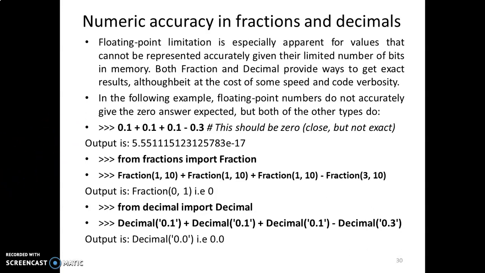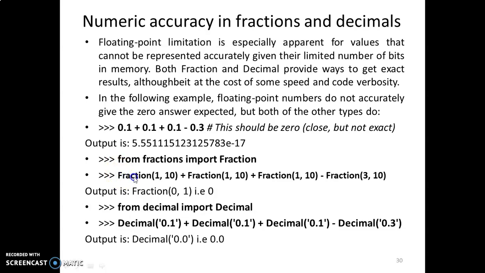For example, if you want to calculate this, you just write 0.1 plus 0.1 plus 0.1 minus 0.3. This should give us a 0 answer, but it gives a very small value, not exactly 0, but something like 5.55 times 10 raised to the power minus 17. This is because of the limitation of the float type in representing these numbers in memory. Now, if we use the fractions type or the decimal type, then we get the answer as 0 for this type of calculation.